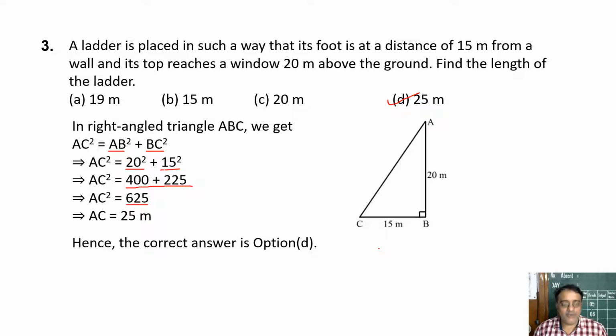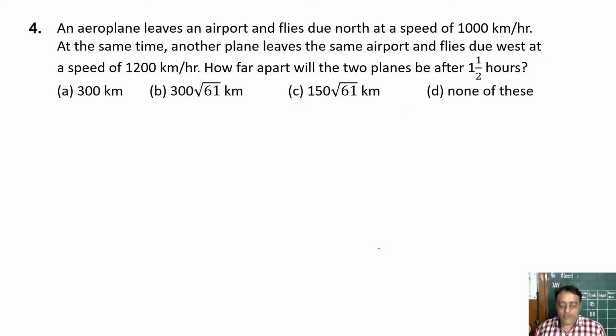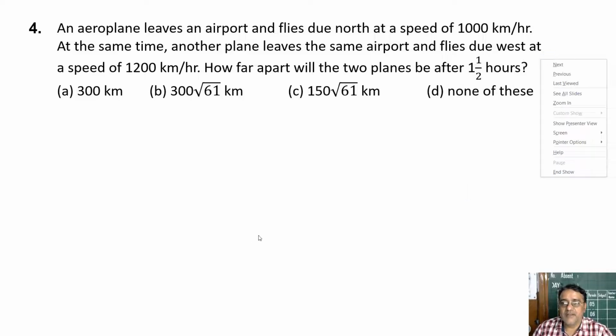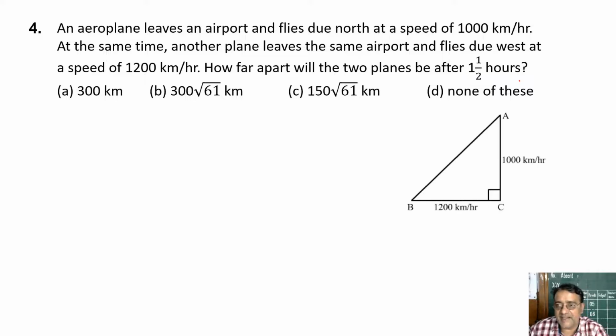So now we are moving toward question number 4. An aeroplane leaves an airport and flies due north at a speed of 1000 km per hour. And at the same time, another plane leaves the same airport and flies due west at a speed of 1200 km per hour. How far will the two planes be after 1.5 hours? Okay, so we'll do first rough diagram.